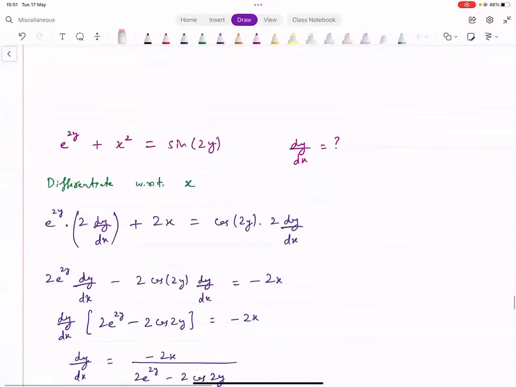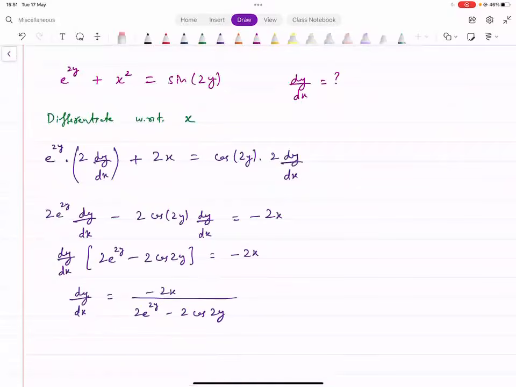Let's take another example. Let's say we've got e raised to power 2y plus x square equals sine of 2y. Again, we want to find dy over dx. E raised to power 2y का derivative. E raised to power something, its derivative is just e raised to power that thing.